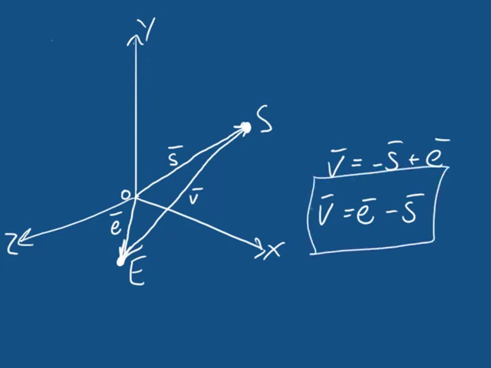The only difference here is the vectors in use in this equation have 3 components. They have an X, Y, and Z component, whereas in our 2D case, they just had an X and Y component. But in terms of the vector equation here, V is equal to e minus s. It's the exact same equation. So there's really nothing more involved with 3D position vectors than 2D position vectors. They're the exact same concept. The only difference is they exist in 3D space.